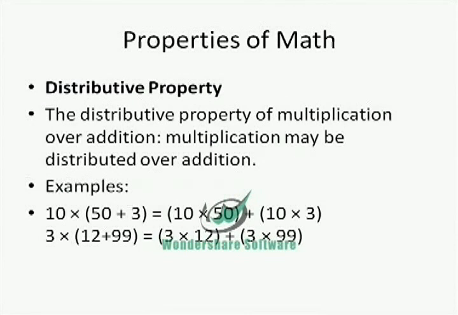The distributive property of multiplication we showed you. In this case, we're saying 10 times the factor 50 plus 3, which you would write as 10 times 50 plus 10 times 3.